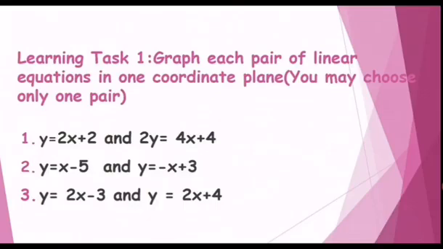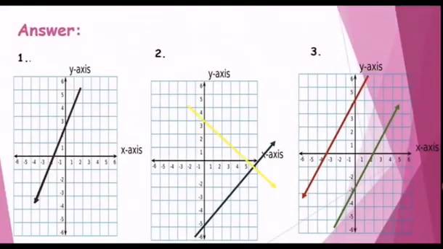In number 1, the second pair 2y equals 4x plus 4 is equivalent to the first pair y equals 2x plus 2. In numbers 2 and 3, they are both written in slope-intercept form. So the following are the graphs of the 3 pairs of linear equations. In number 1, the graphs of the first pair are coinciding lines. In number 2, the graphs are intersecting lines, and in number 3, we have parallel lines.